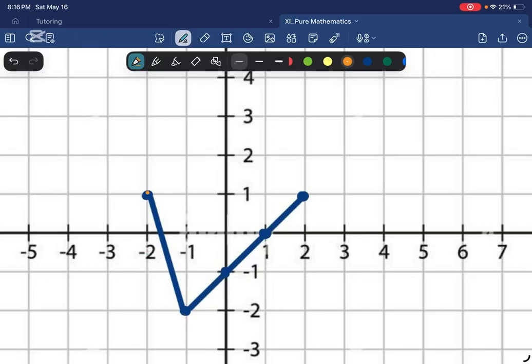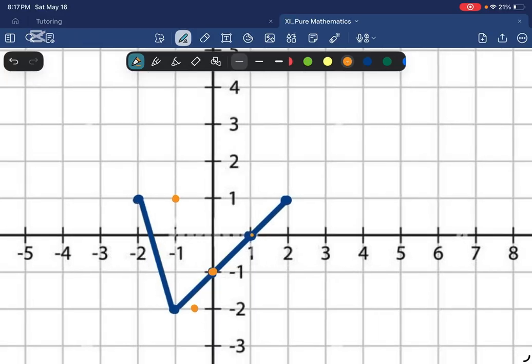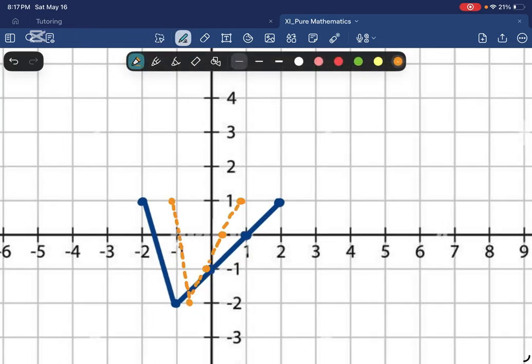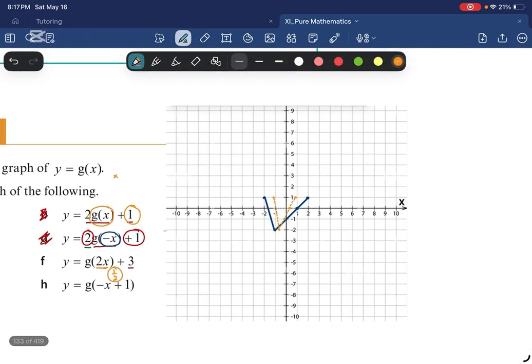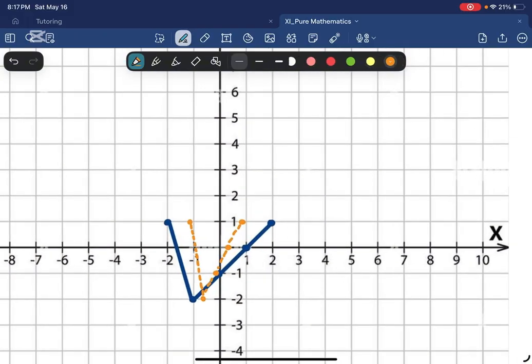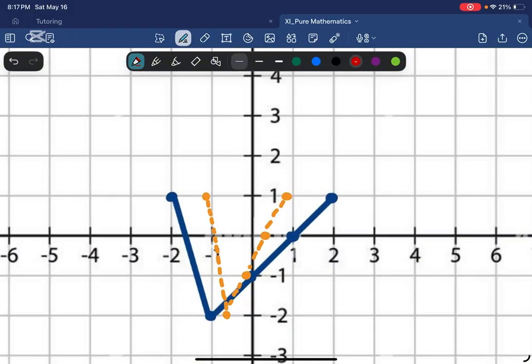So minus 2 comma 1 will become minus 1 comma 1. Minus 1 comma minus 2 will become minus half comma minus 2. 0 is just 0, right? 1 comma 0 will be half comma 0. 2 comma 1 will be 1 comma 1. So I have my orange curve. Sorry about that. Okay. And I need to add 3. So I need to add 3 to my final points.